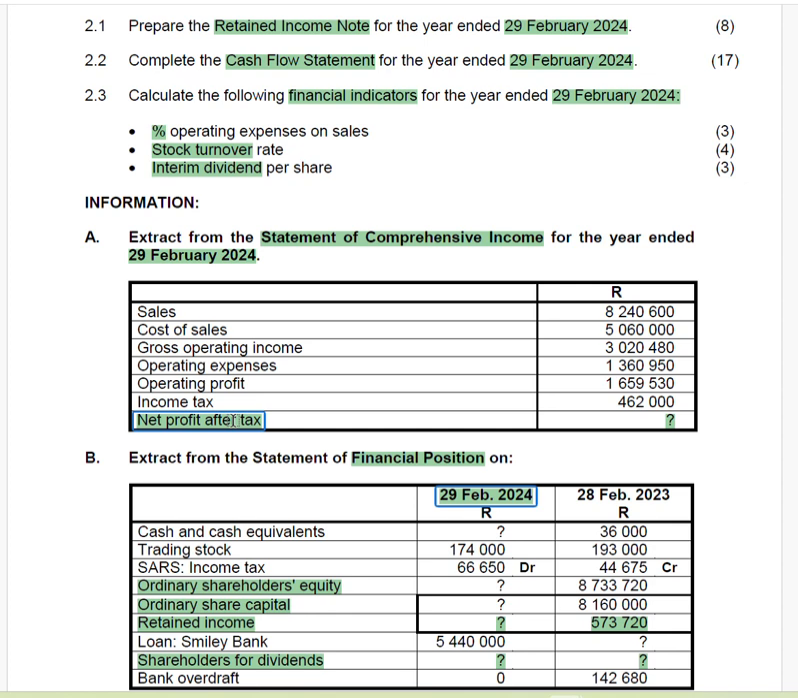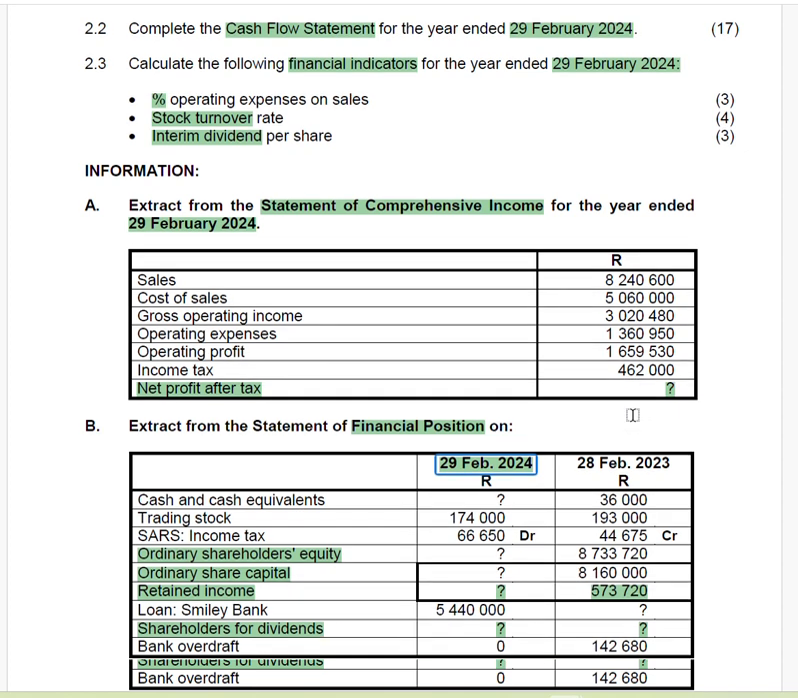What is advisable is that you digest all the information that you have been provided in the additional information, and see whether there is any other additional information provided by the examiner to arrive closer to net profit after tax. Looking at the Statement of Comprehensive Income, we realize that the net profit after tax, which we need, has a question mark. We need to determine the amount for net profit after tax.